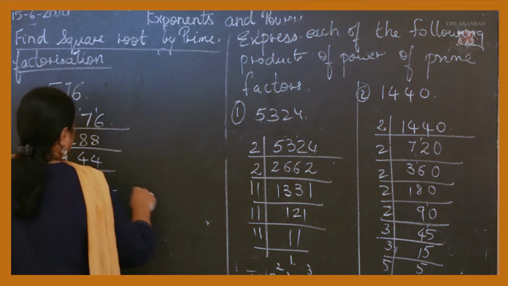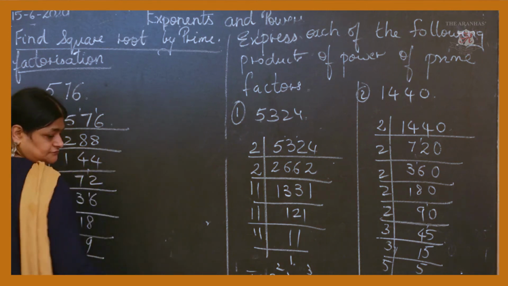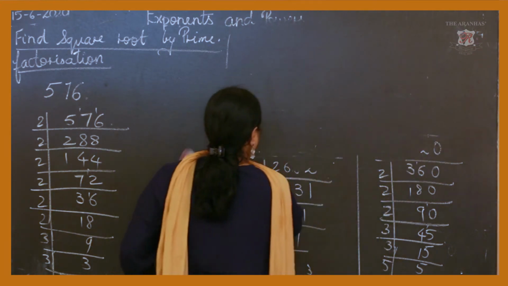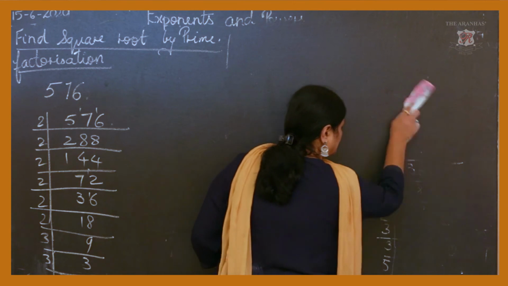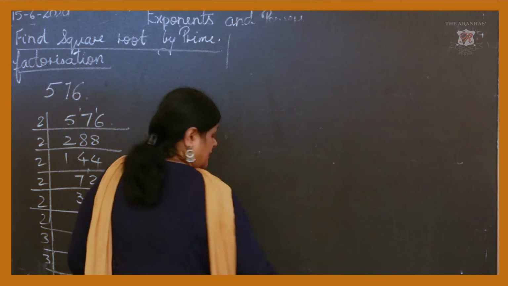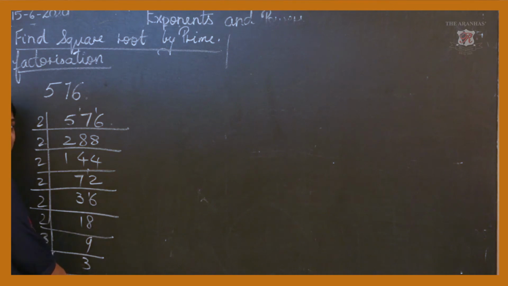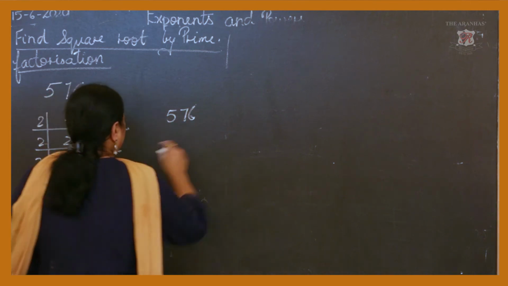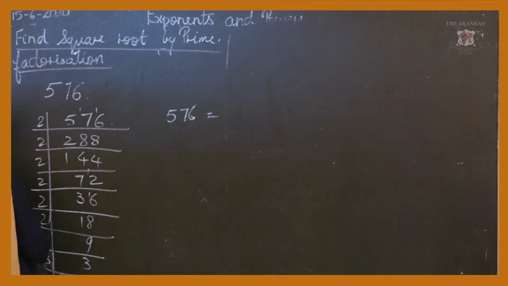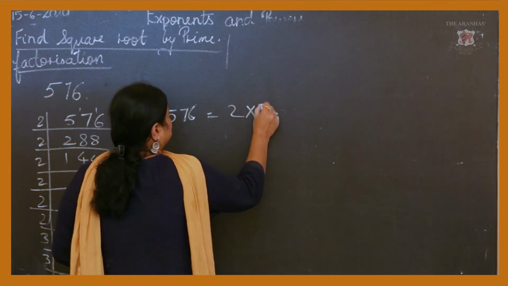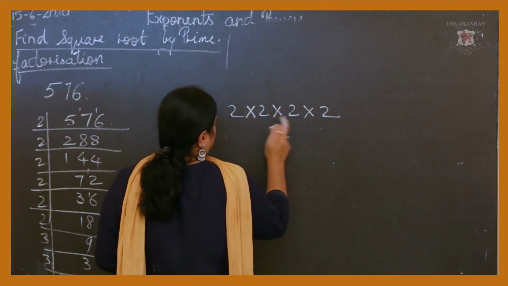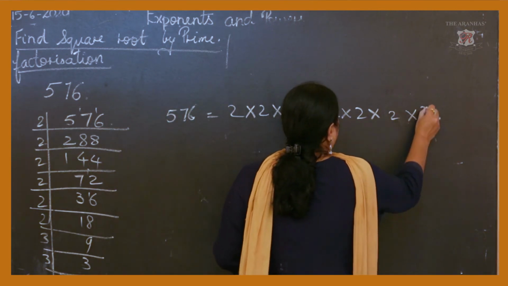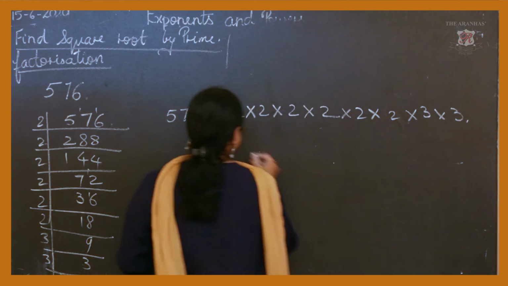So now here you are going to write, once you have done this prime factorization, what you are going to write? 576 is equal to what? 1, 2, 3, 4, 5, 6. Okay, 2 into 2 into 2 into 2 into 2 into 2 into 3 into 3. That is equal to.